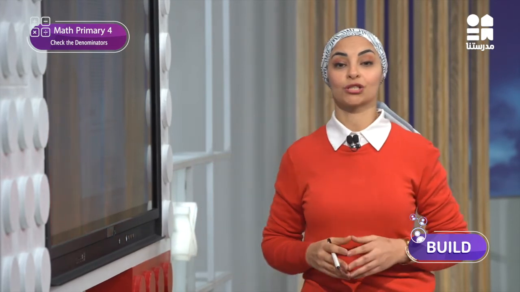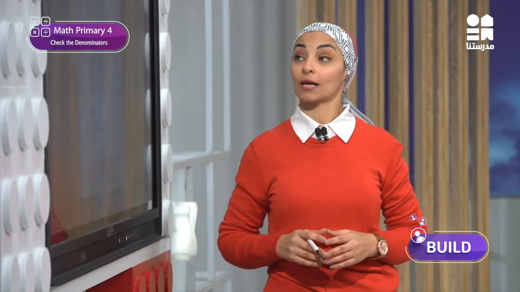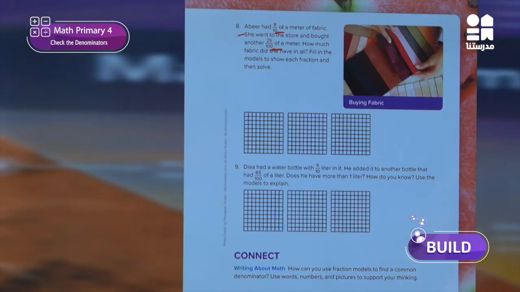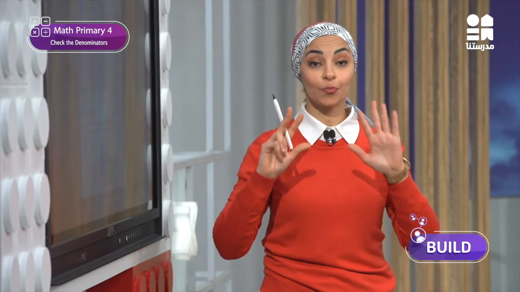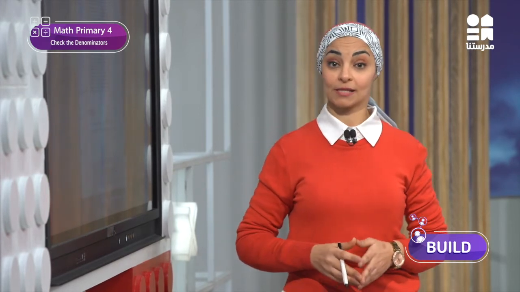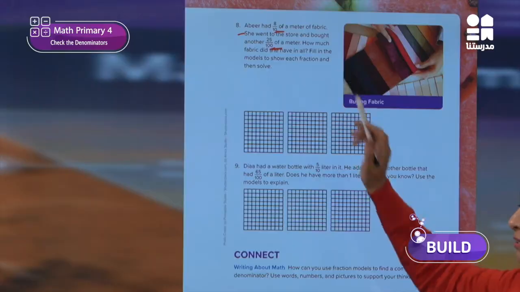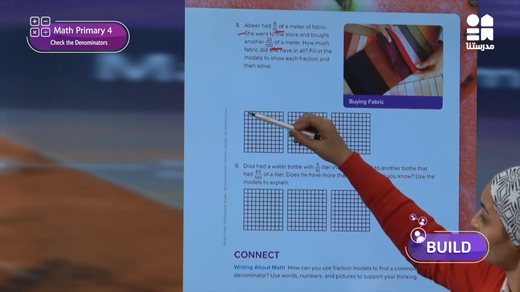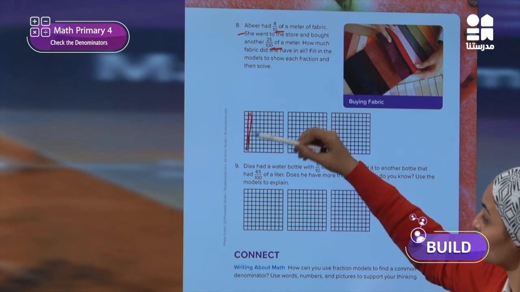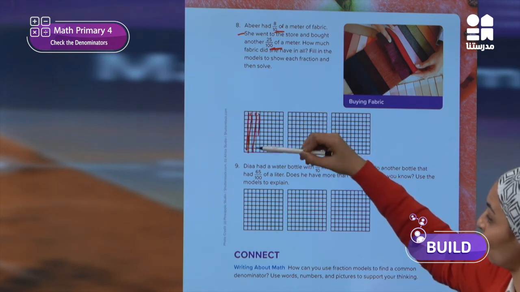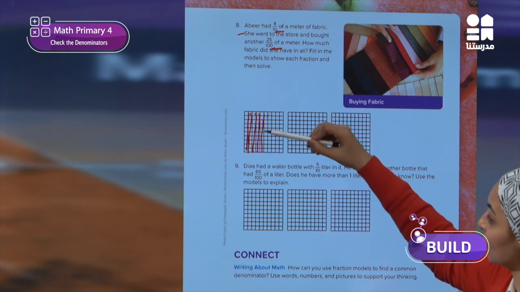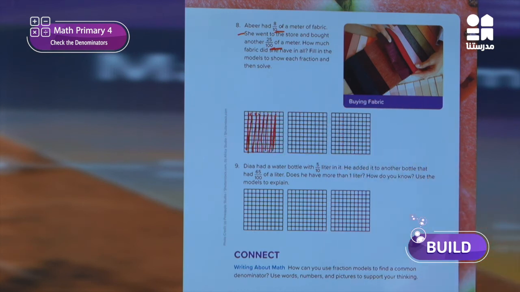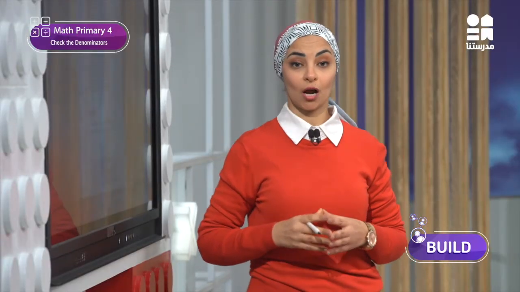First, I will shade the fractions in the models. The first fraction is 8 over 10. So what will we do? I will shade 8 parts in the first model. Let's see it. So 8 over 10, I will shade 8 parts. So here I have 1, 2, 3, 4, 5, 6, 7, 8. Right? Okay, 8 over 10 means 80 over 100.